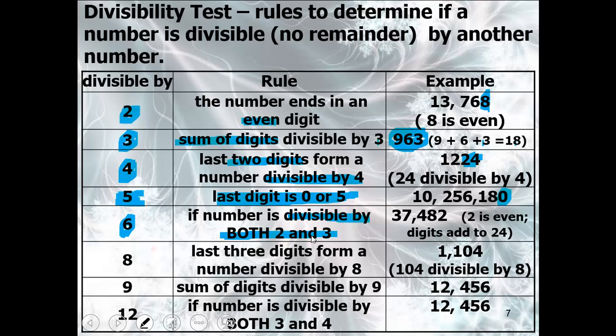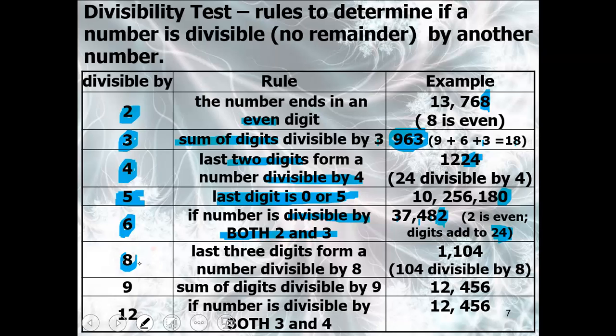This number, 37,482, ends in 2. That's even. So it's divisible by 2. And now to check to see if it's divisible by 3, I'm going to add those digits up. 3 plus 7 is 10, plus 4 is 14, plus 8 is 22, plus 2 is 24. 24 is divisible by 3. So this 37,482 is divisible by 6 because it's divisible by both 2 and 3.